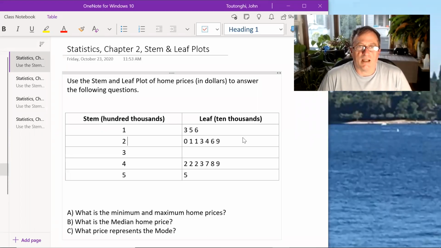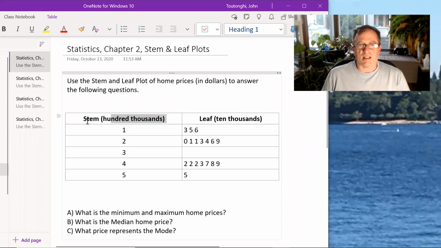Okay, so I want to look at stem and leaf plots from chapter two. We don't use this a lot, but it's something people may not be familiar with. So here's an example. It says, use the stem and leaf plot of home prices in dollars to answer the following questions. And we can see this stem and leaf plot here.